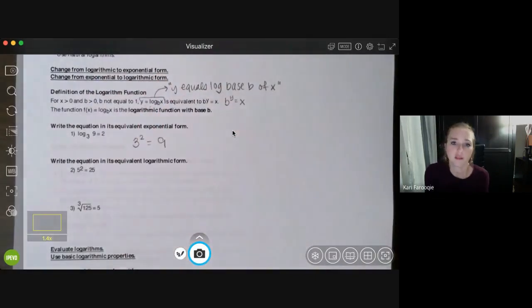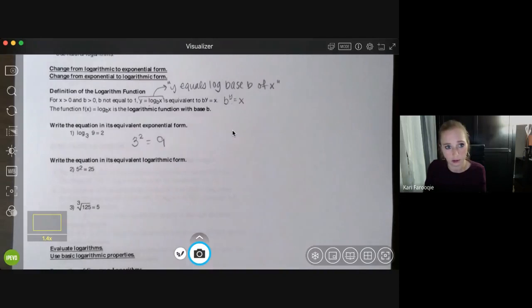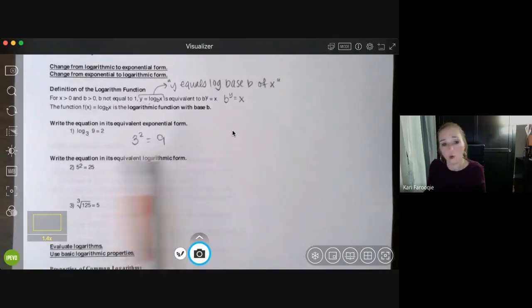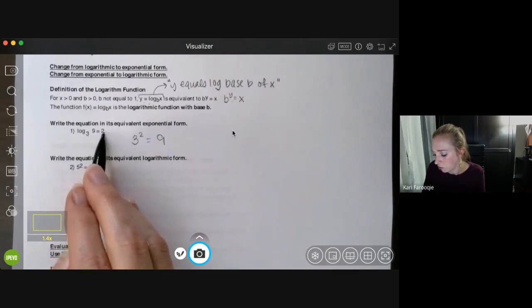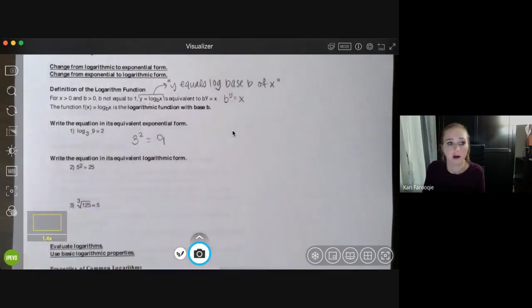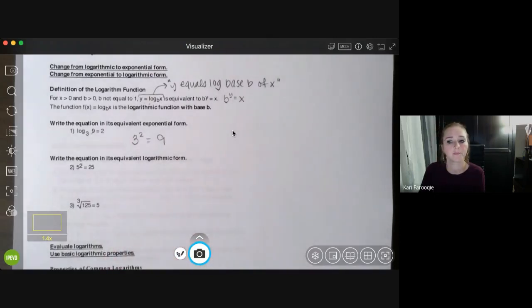This one makes sense because it has numbers in it, and you know that 3 squared equals 9, so no big deal. We know this is true. That won't always be the case. A lot of times you'll have variables, and you won't know which part goes where just by eyeballing it. So make sure that you take the base to the exponent to get that log argument. And you end up with 3 squared equals 9. Does anyone have a question so far?